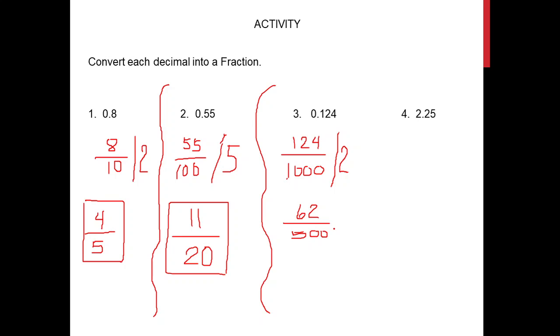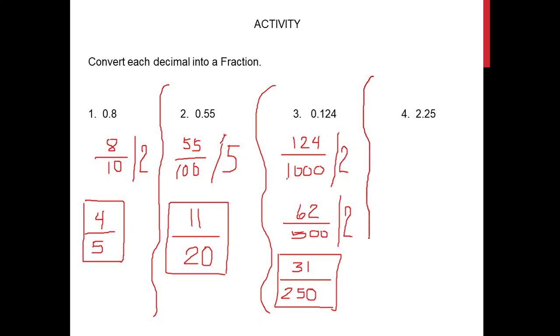Can we still divide it by 2? Yes, of course. Let's try to divide it by 2. 62 divided by 2 gives us 31. 500 divided by 2 gives us 250. Now, can we still simplify this one? No, because 31 is already a prime number and we cannot divide 250 by 31. So therefore, this will be our final answer.